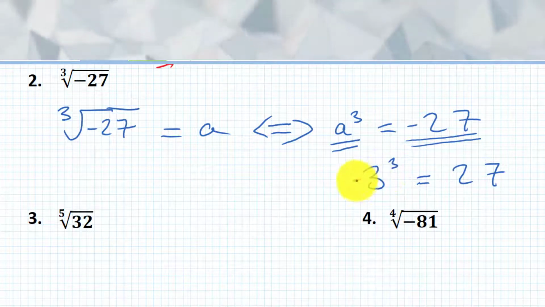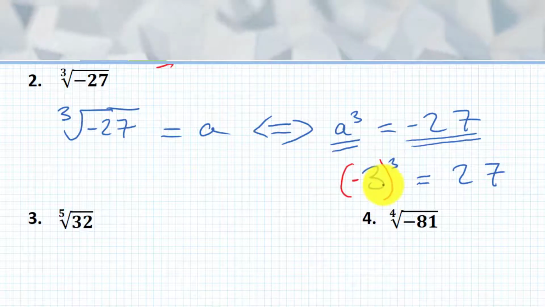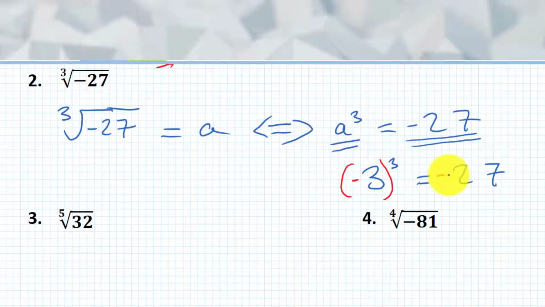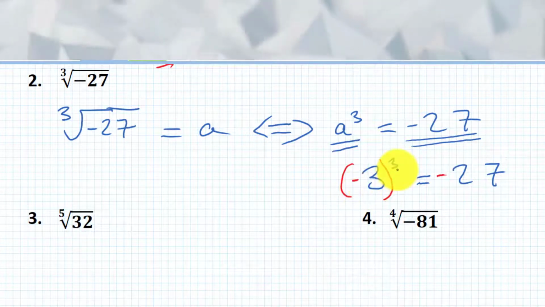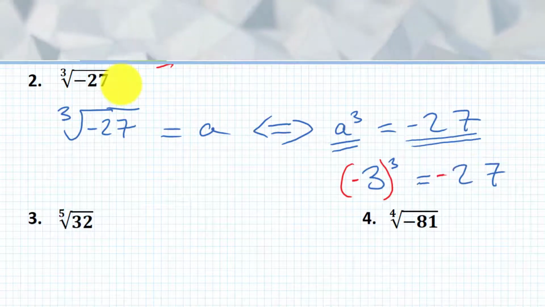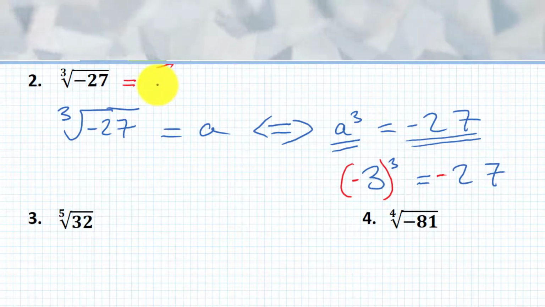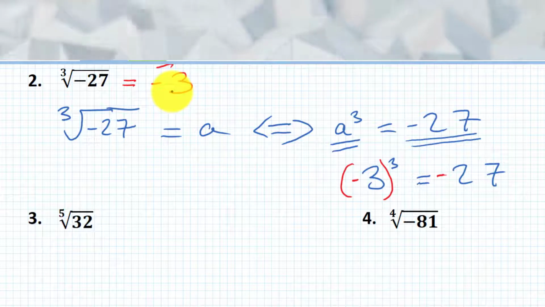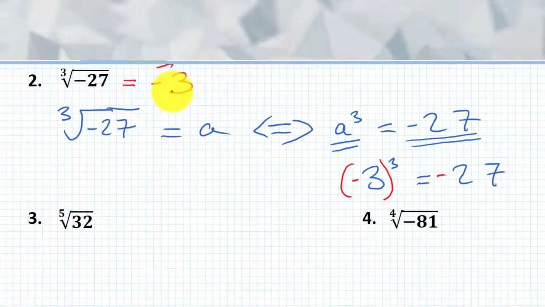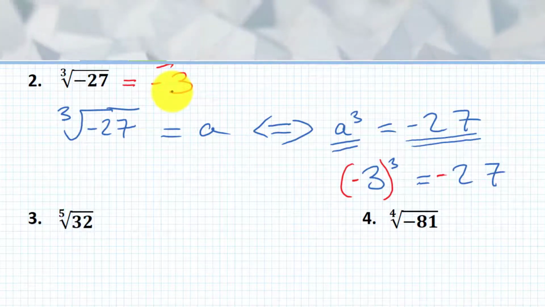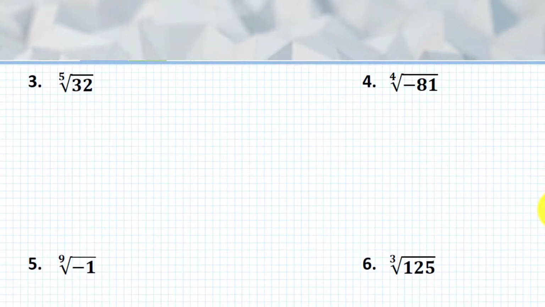But we also know that if we raise a negative number to a cube, we're going to find a negative answer. And so negative 3 cubed is negative 27. Therefore, the cube root of negative 27 is negative 3. I hope you start understanding how simple these problems are. Let's move on.